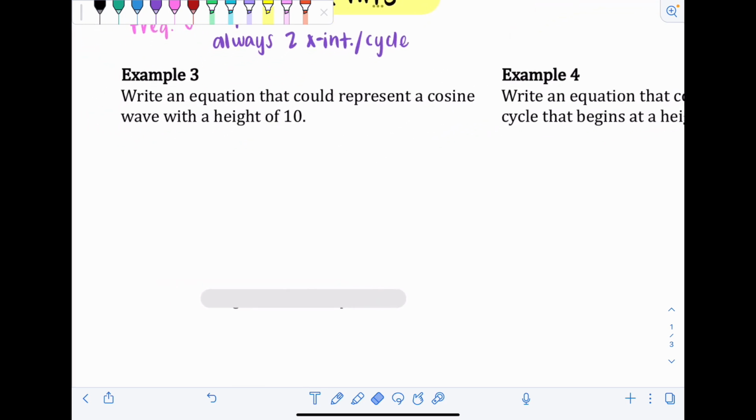So it's giving us cosine, so I'm just going to go ahead and start with writing the general form for cosine. So it's y equals a times cosine of bx and then plus k.